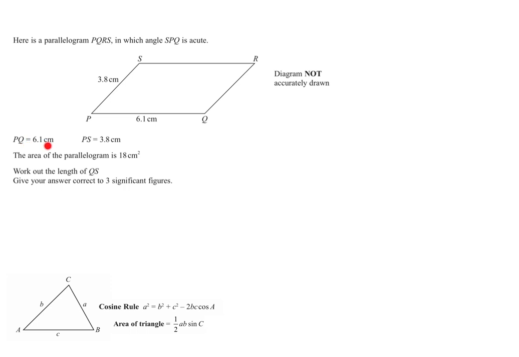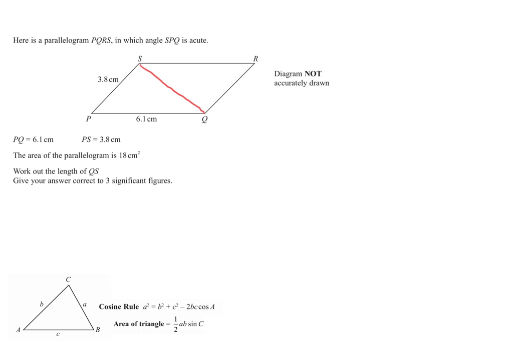We're given the lengths of PQ and PS, and we're given the area of the entire parallelogram. Please note that this is not drawn to scale, so do not take measurements or readings from the diagram itself. They will deliberately be wrong, and they will lead you to scoring 0 points in the exam. We are asked to work out length QS. QS is this diagonal here.